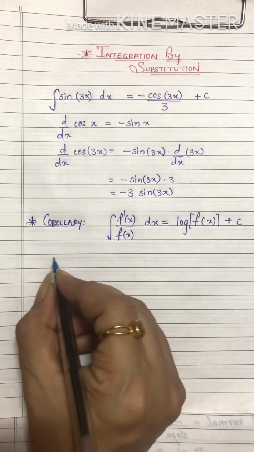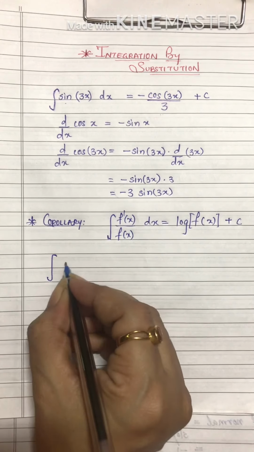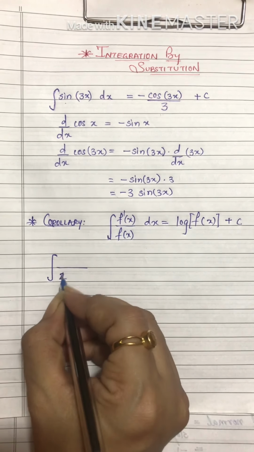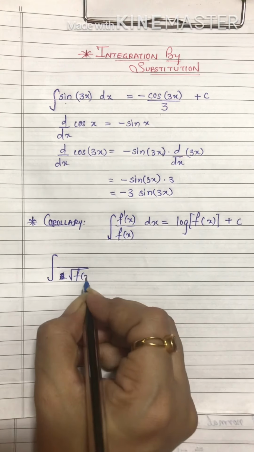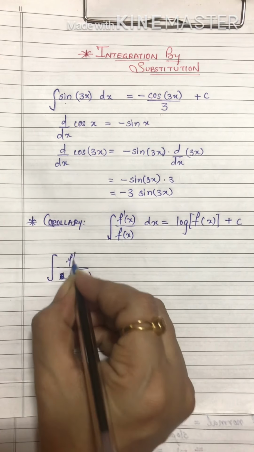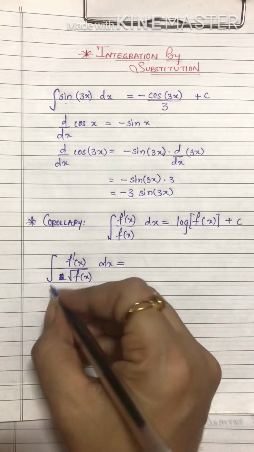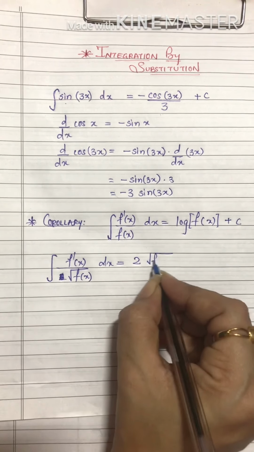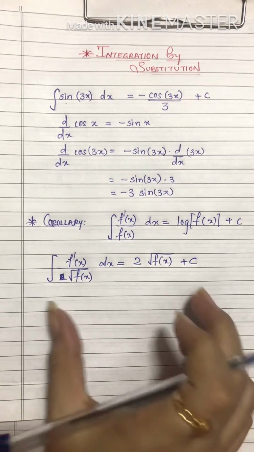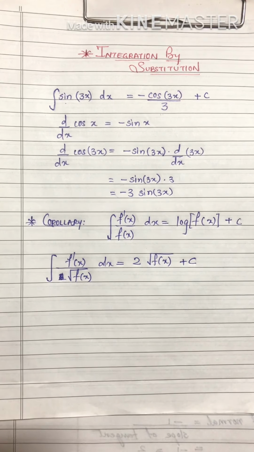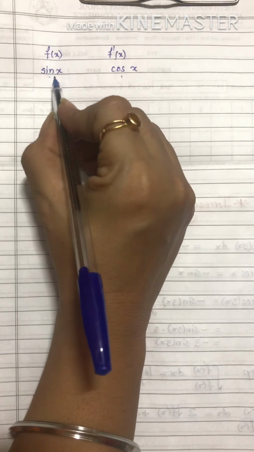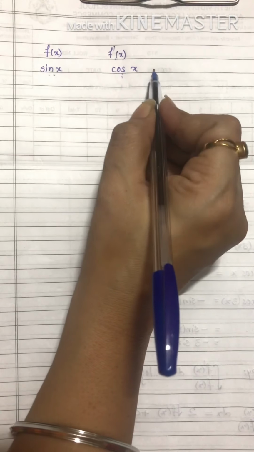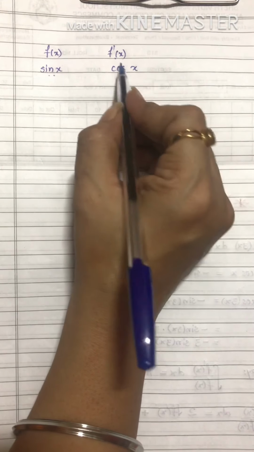There is one more corollary, which is given like this. Let's say you have root f of x in the denominator, and in the numerator you have f dash x. Its integration is directly given by 2 root f of x plus c. So just remember these two, and we will see how they are used in the sums further. The next important thing: I'm listing a function and then f dash x, where I will write the derivative. So far we know the differentiation of sin x is cos x, and integration of cos x will give you sin x. So this is how it goes.